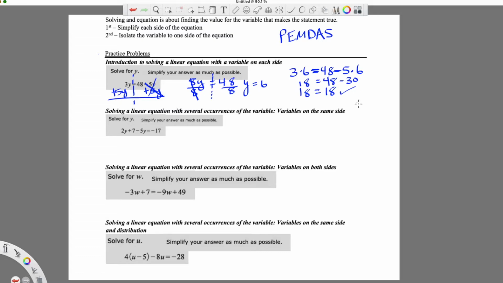It's a very quick way to make sure that the math did in fact work out, because that is what we're trying to get. We're trying to get the sides to be equal to each other.